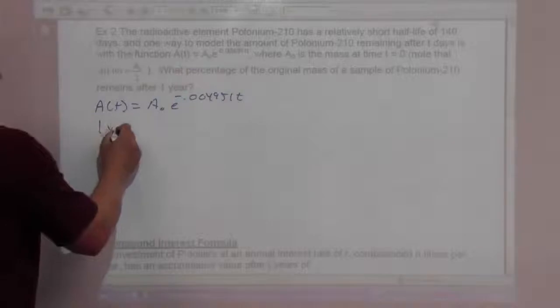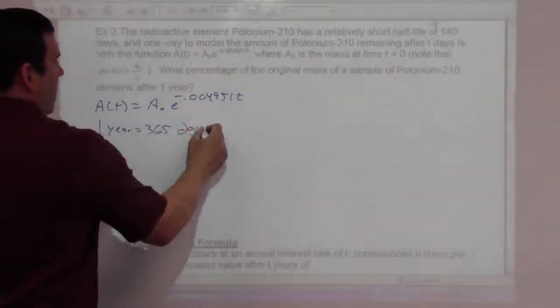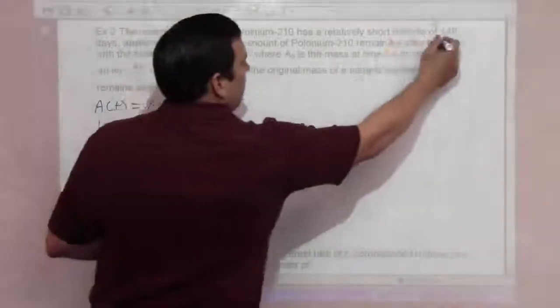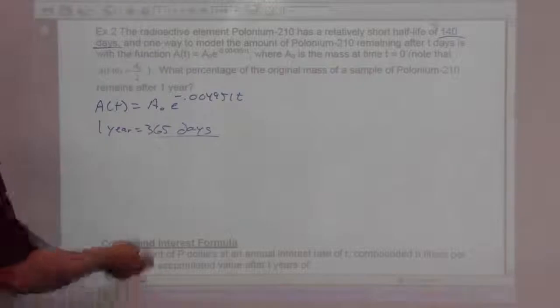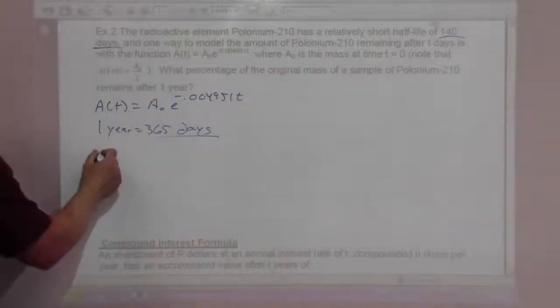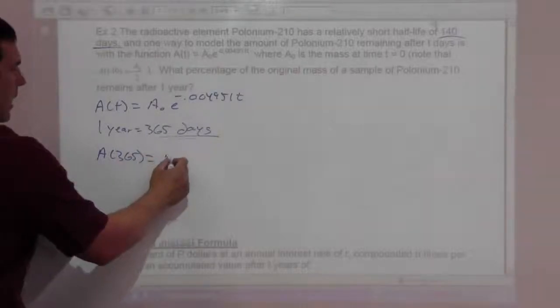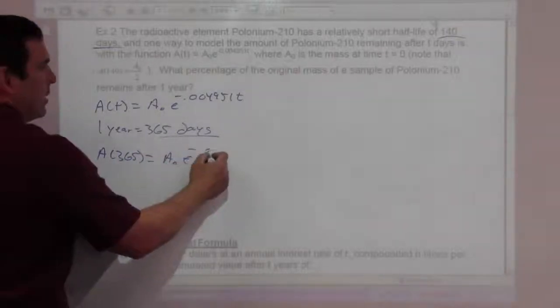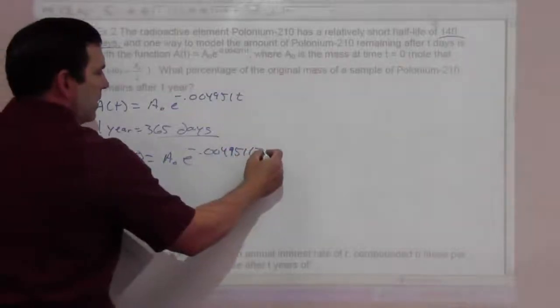So 1 year equals 365 days. And we use days because the half-life is in days. If the half-life was in years, then we'd use years for our t. So A of 365 is A naught e to the negative 0.004951 times 365.